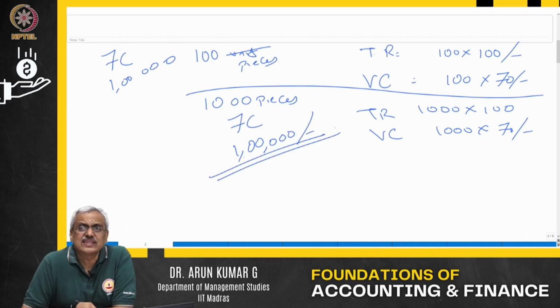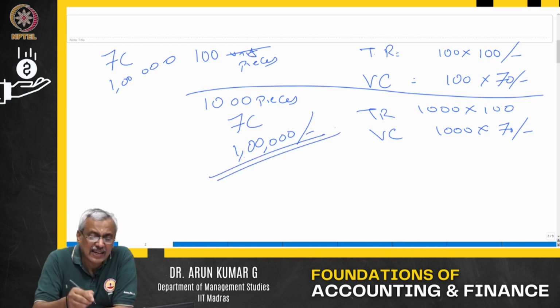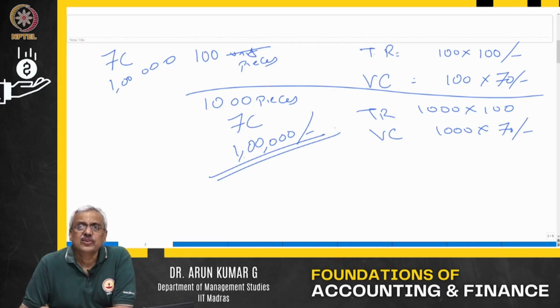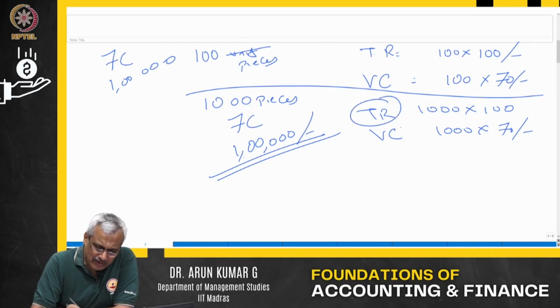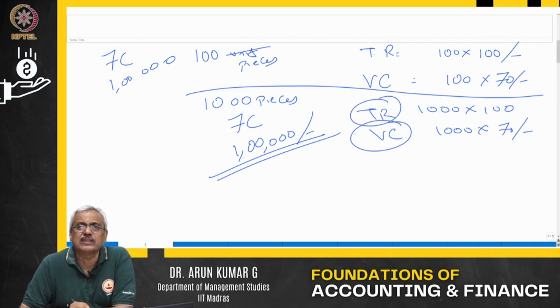My fixed cost does not change in either of the cases. So what happens? At every stage, as the number of units I am manufacturing keeps on increasing, my revenue will keep on increasing, and my variable cost will also keep on increasing in relation to the number of units I am manufacturing or selling.